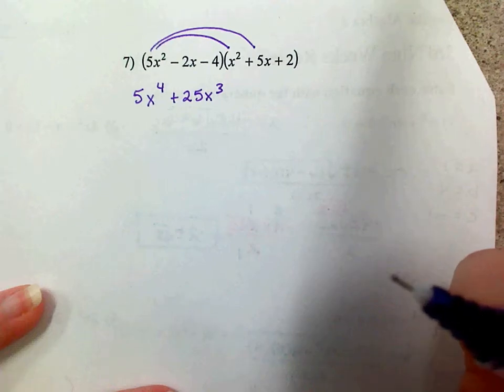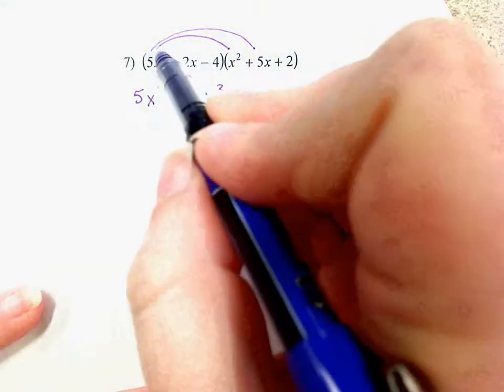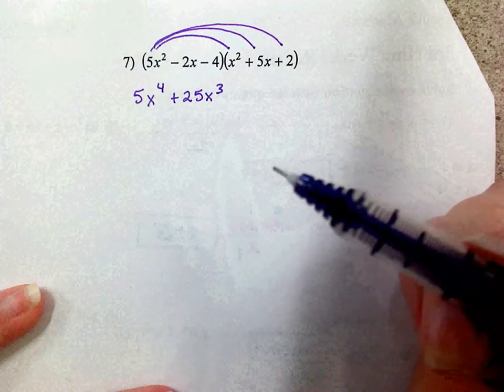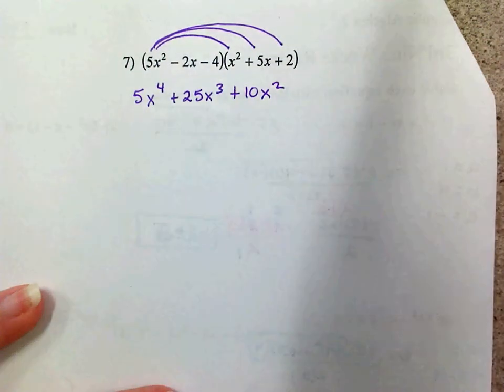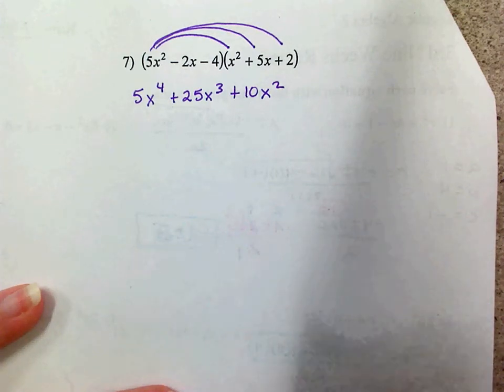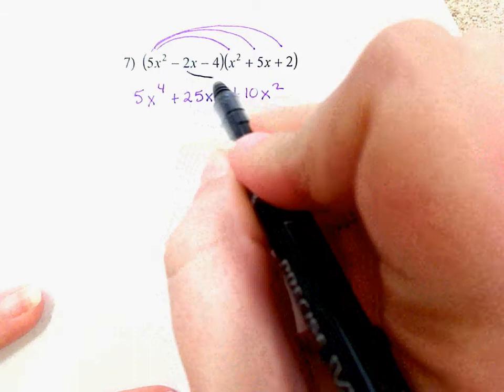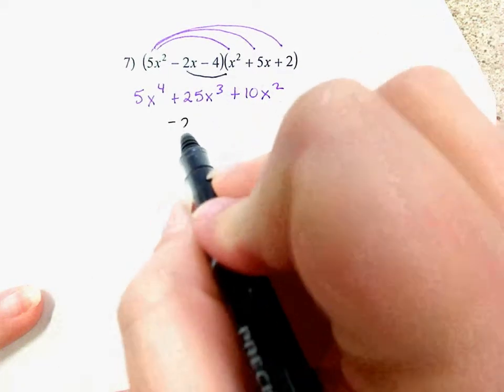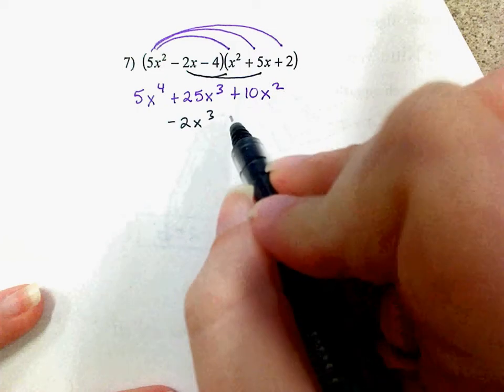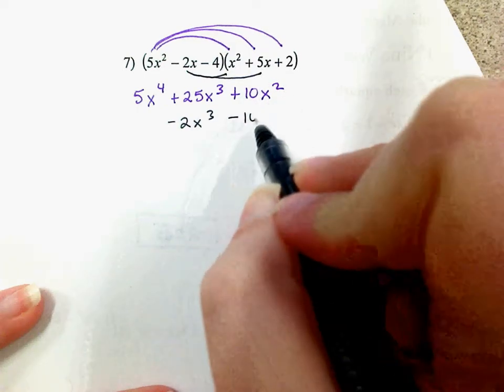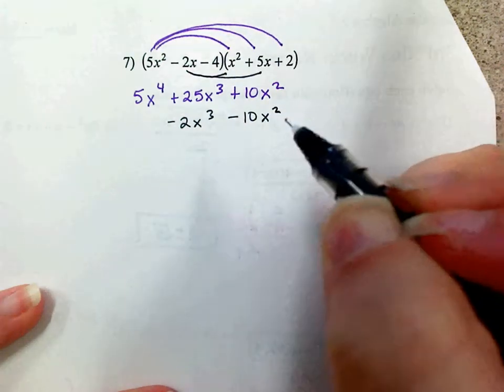Okay, now what am I multiplying? 5x squared times 2? 10x squared. Now what am I distributing? Right, so negative 2x times x squared. Okay. Negative 2x times 5x. What about negative 2x times 2?